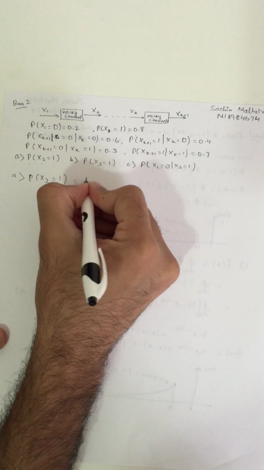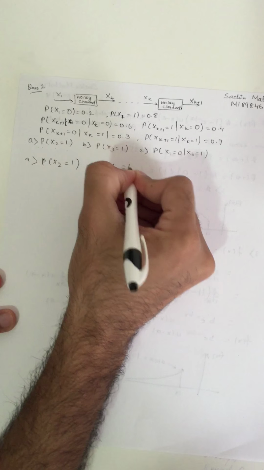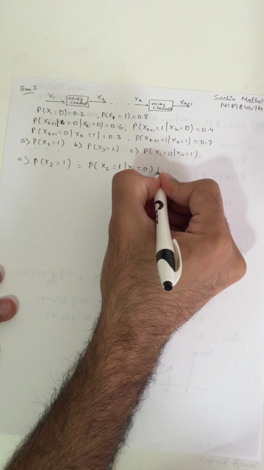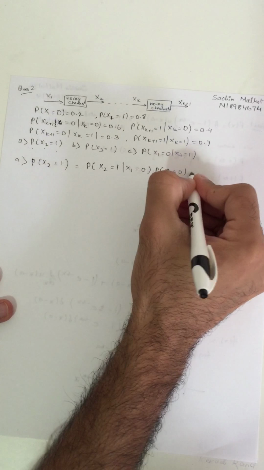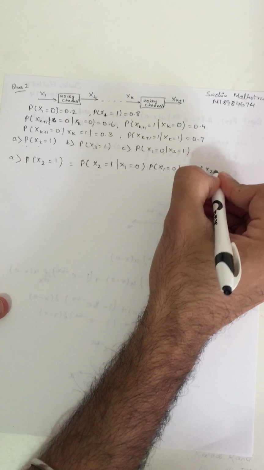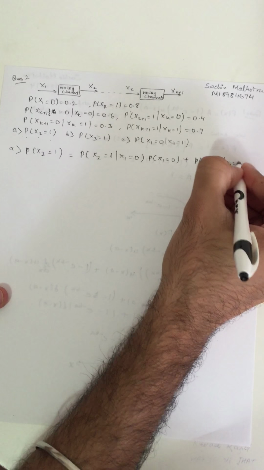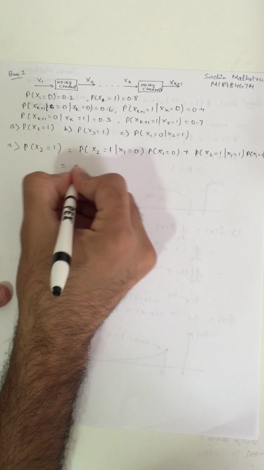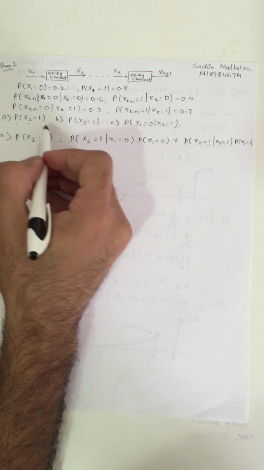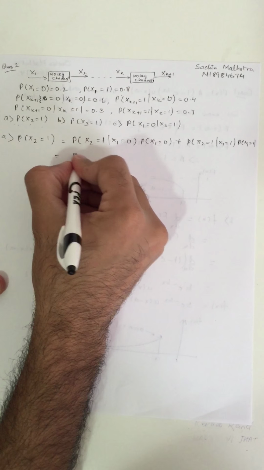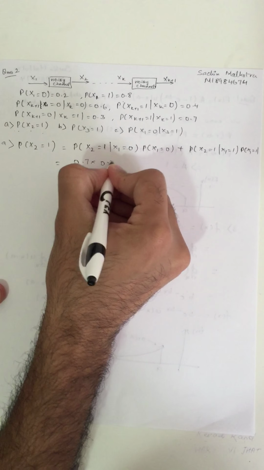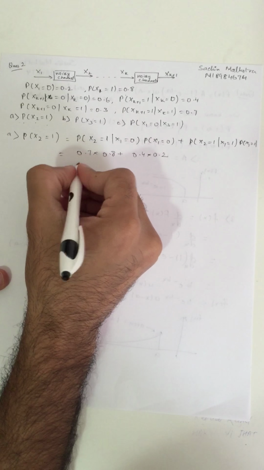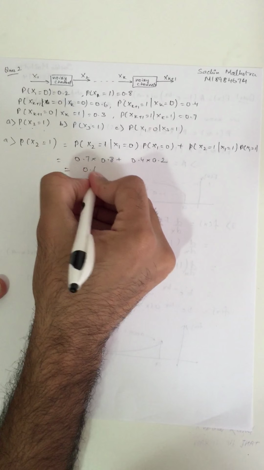So the formula of total probability is P of X2 equal to 1 given that X1 equal to 0 into P of X1 equal to 0, plus P of X2 equal to 1 given that X1 equal to 1 into probability of X1 equal to 1. So putting the values, we can see the value comes out to be 0.7 into 0.8 plus 0.4 into 0.2. This equals 0.64.